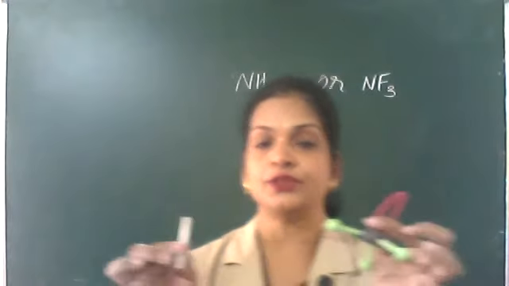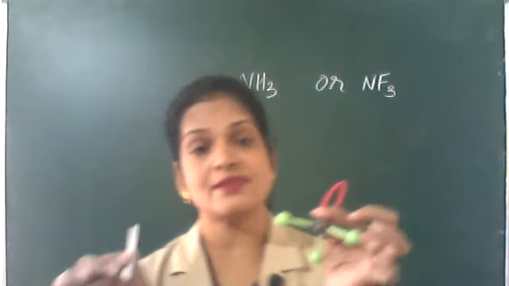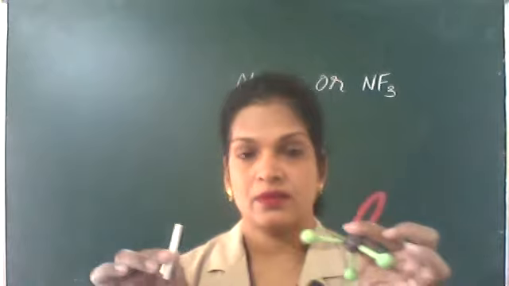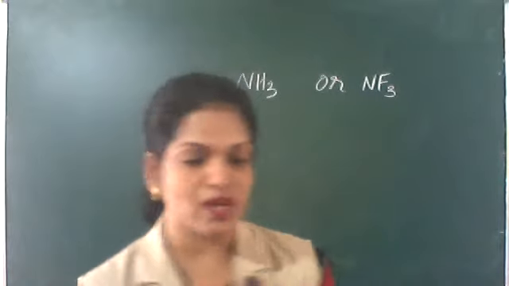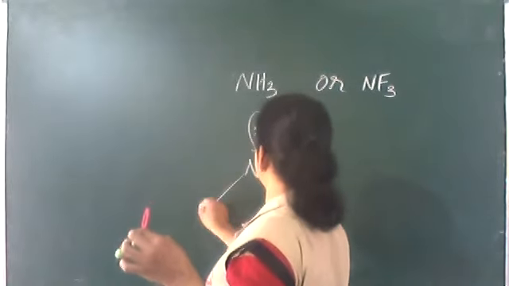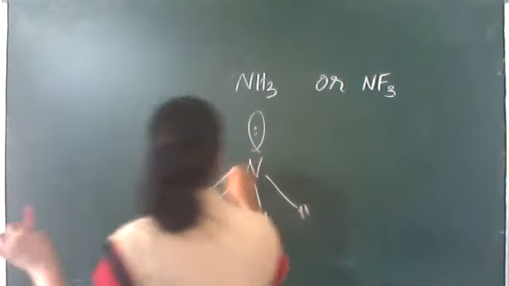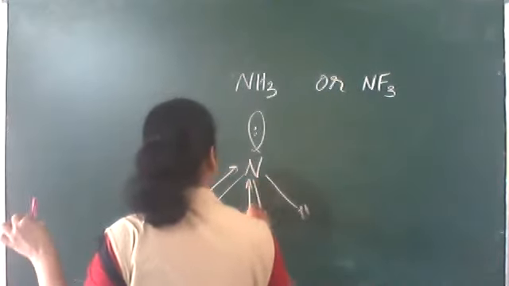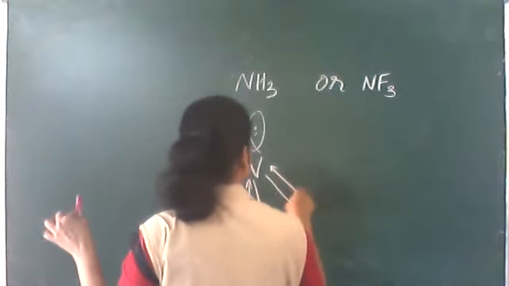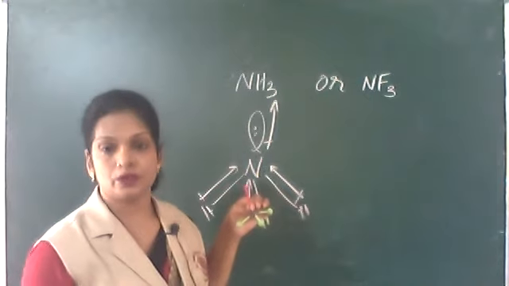This is due to its structure. And you should draw it in this way. N, this is the orbital dipole moment, H, H, H, towards this, towards this, towards this. And the orbital dipole moment is upwards.